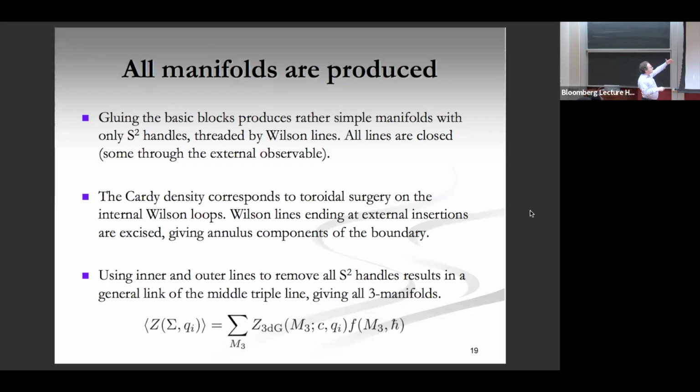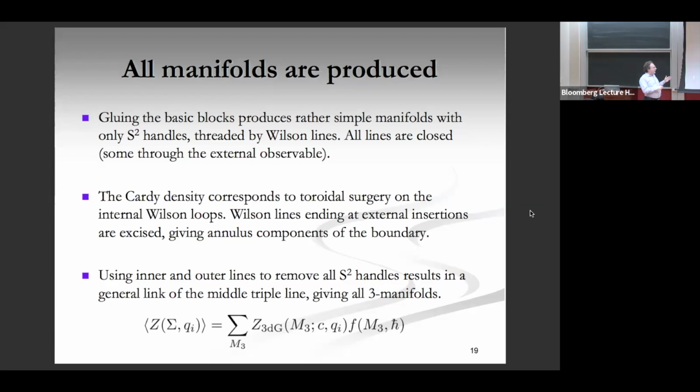So again, to reiterate, the basic building blocks here produce kind of simple manifolds. They only have these two-sphere handles, and they're threaded by various Wilson lines. But all the Wilson lines are ultimately closed. I had in mind that we were computing something with an external observable. Some of them are closed through the external observable, but the external observable should be something like the genus 3 partition function of the CFT written in terms of CFT data. So it doesn't have any dangling indices, just like in a matrix model, you compute expectation values of products of traces, not some specific matrix element.